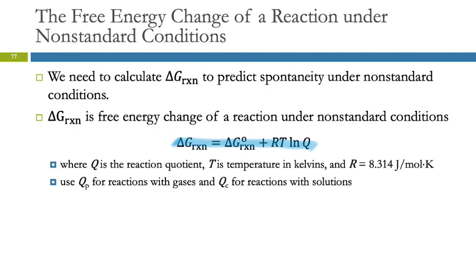Q, we have seen before, Q is the reaction quotient. It's calculated the same as the equilibrium constant, but it's whatever conditions we have right now, not necessarily equilibrium conditions. So if you have a reaction involving gases, you're going to use QP, calculated with the pressures, and you're going to use QC for reactions that have solutions. Any questions?